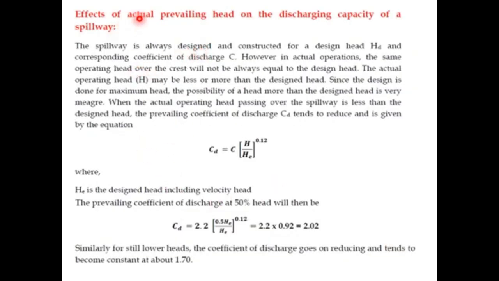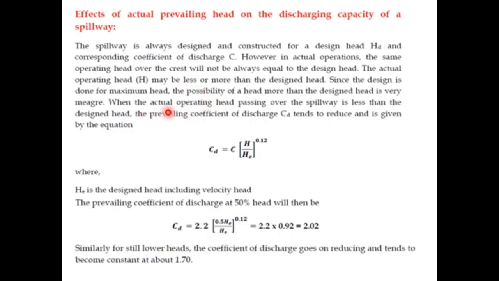So we'll discuss the effects of the actual prevailing head, because the operating head can be less than or greater than or equal to the design head. Therefore the spillway is always designed and constructed for a design head HD and the corresponding coefficient of discharge. But in actual operation, the operating head will not always be equal to the design head. It may be less or more than the design head. Since the design of the ogive spillway is done for the maximum head, the possibility of the head exceeding the design head is very meager, or very low.